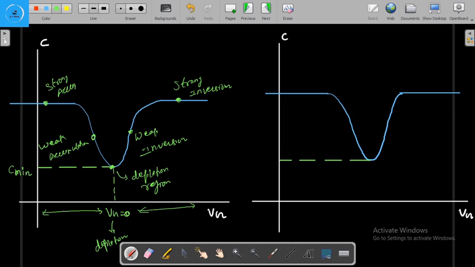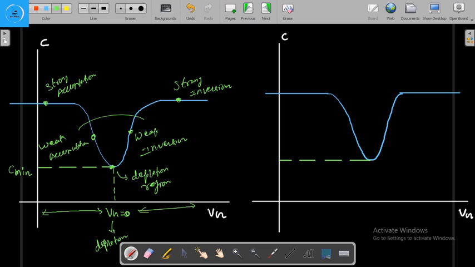Why accumulation? Because the charge of whom is accumulating? Holes. What is coming? Holes. Then accumulation. And for the p-type, the majority carriers are holes, and what is coming is electrons. When the opposite occurs, then the inversion occurs, right? So we can see this is the depletion region, or this is the strong accumulation and this is the strong inversion here, right?